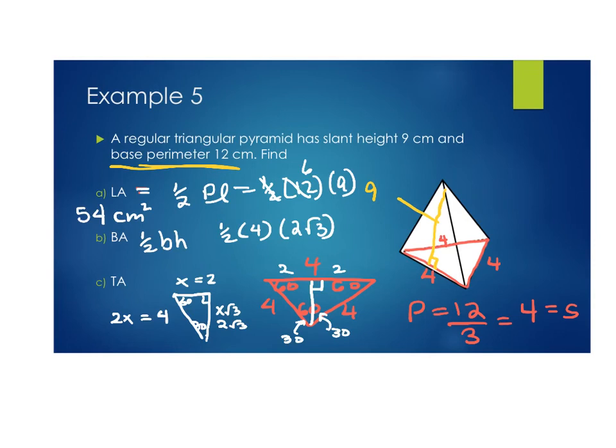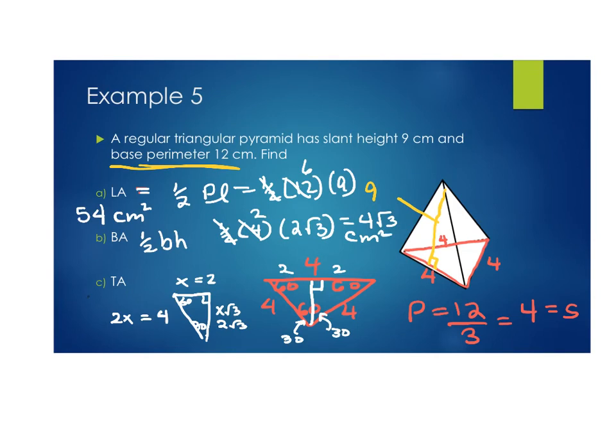Once I multiply 1/2 times 4 times 2 root 3, I could take half of the 4, and then 2 times 2 is 4, square root 3. And that would be the area of the base, and again, centimeters squared.